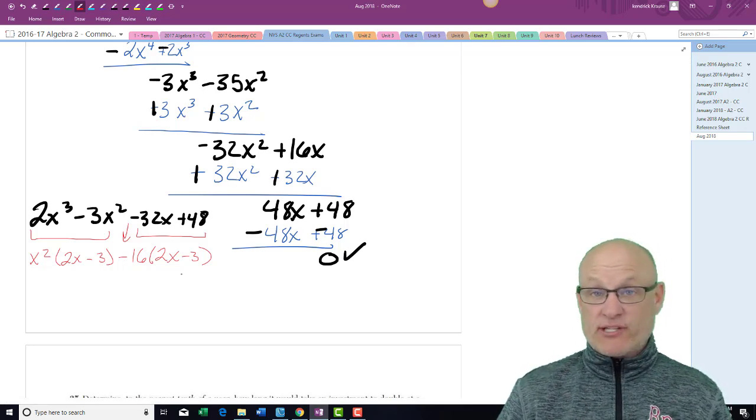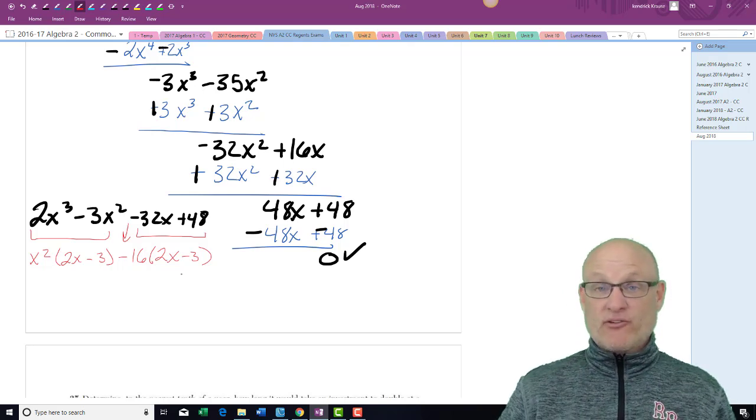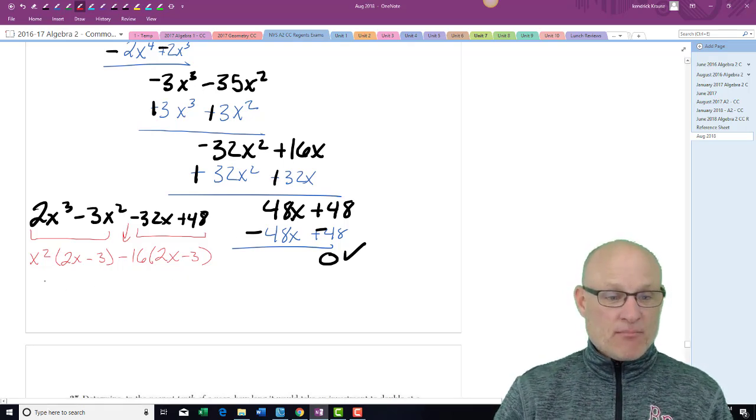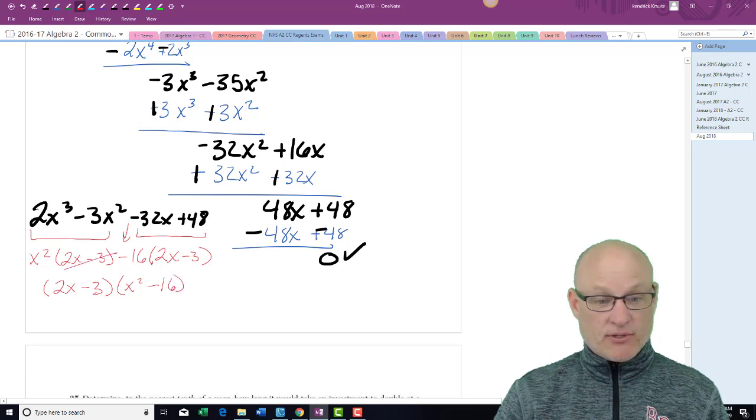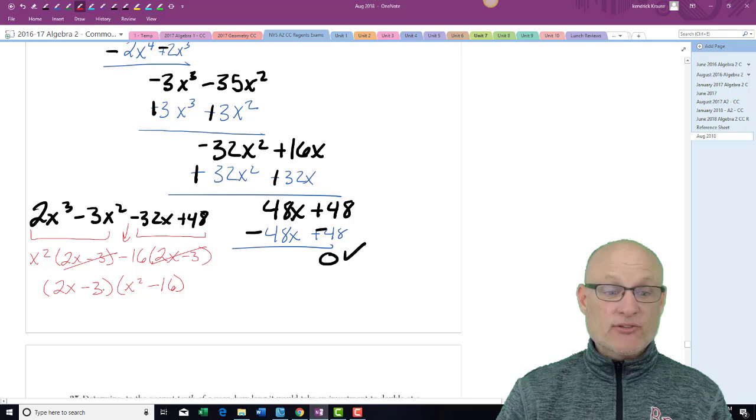If you thought the biggest thing you could take out was 8, then you wouldn't have those parentheses matching. The biggest thing is 16. My first set of parentheses is 2x minus 3. My second set is x squared minus 16. So 2x minus 3 is one of them. Now I'm going to factor the x squared minus 16.